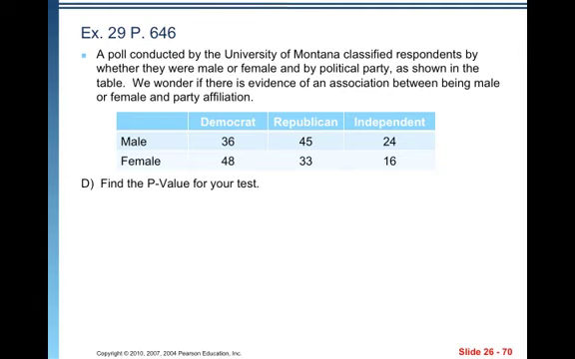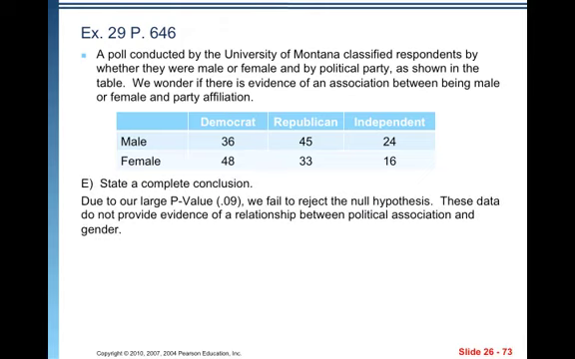All right, we're going to find the p-value of our test. So we're going to use, again, the same steps. You get a p-value of 0.0884. So let's do our conclusion. Due to our large p-value of 0.09, we fail to reject the null hypothesis. These data do not provide evidence of a relationship between political affiliation and gender.